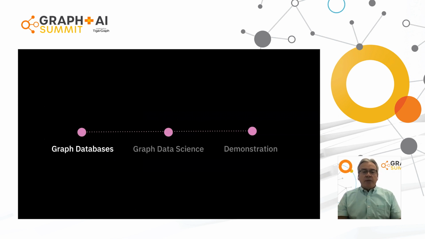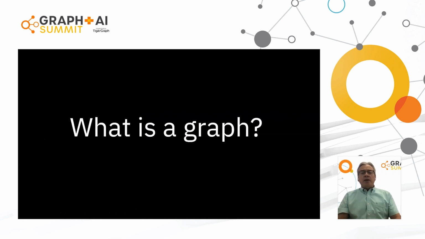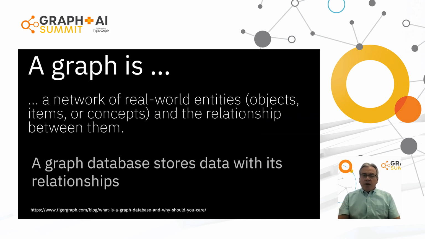Let's begin with graph databases. What is a graph, you may ask? A graph is simply a network of real-world entities, and this can be anything. It could be objects, items, or even concepts, and the relationships between them. It's important to remember that a graph database stores the data with its relationships.